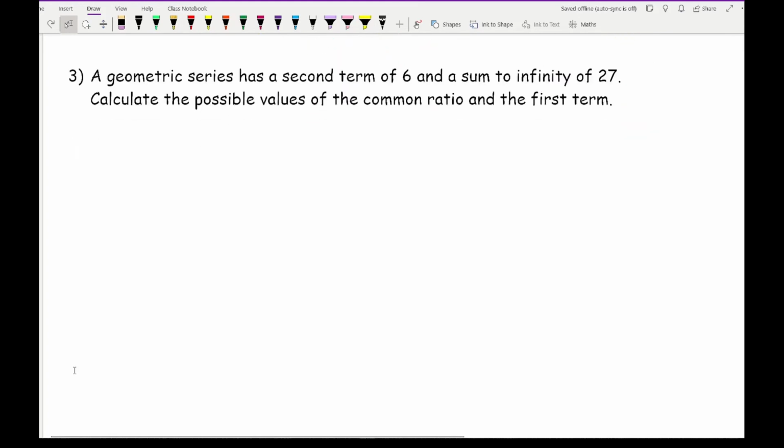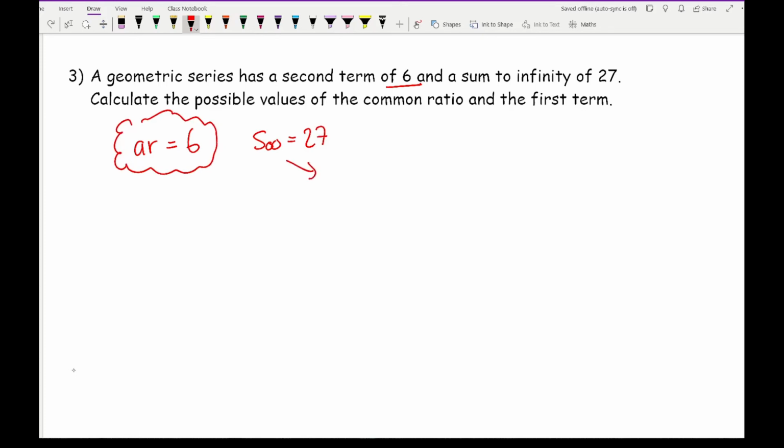Now moving on to example 3, it says that a geometric series has the second term of 6 and the sum to infinity of 27. Find the possible values of the common ratio and the first term. So for this we know that the second term is 6. The second term written algebraically is ar, and we know that the sum to infinity is equal to 27. So we know that ar is 6.